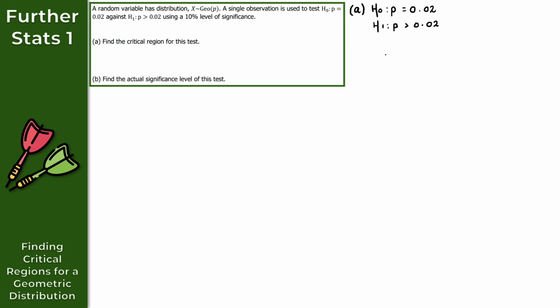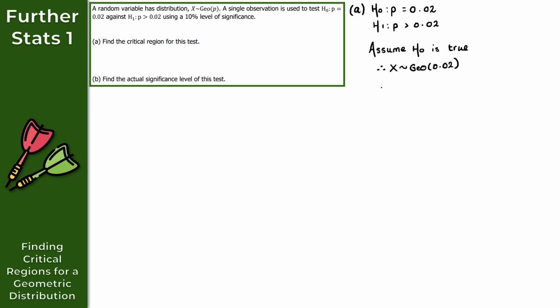Now the next thing that I'm going to do is assume that H0 is true. You might be wondering why we do this. The reason is because we have this random variable x, which is geometrically distributed with parameter p. So if we assume that H0 is true, then our parameter p must equal 0.02. In that case, x follows a geometric distribution with parameter 0.02.